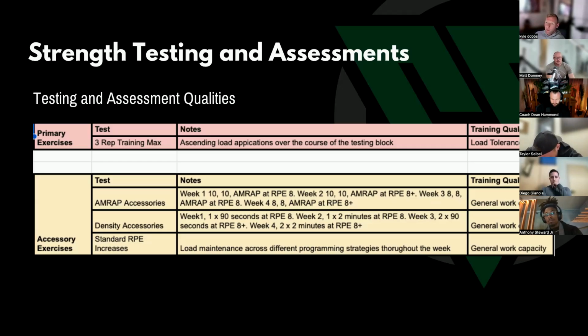I'll use ascending load within training at other points sometimes, but I really like it for the testing process because, in my experience, it allows me, I don't want to say safely, but to progress people with the least amount of risk into their heavy lifts, especially a population that's not always used to lifting heavy.